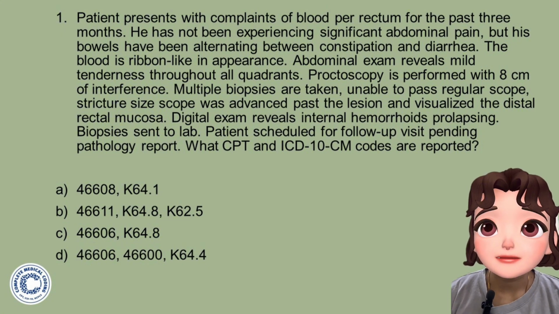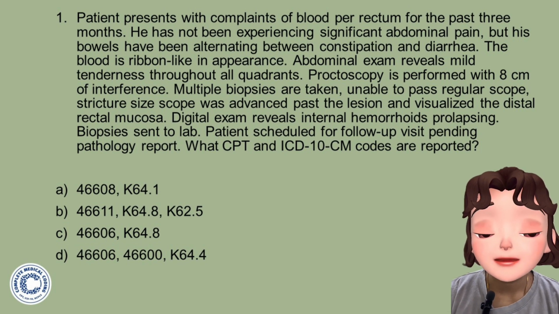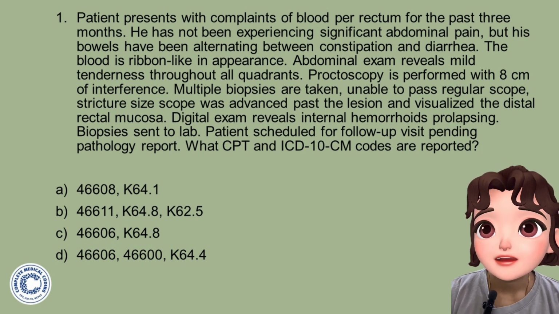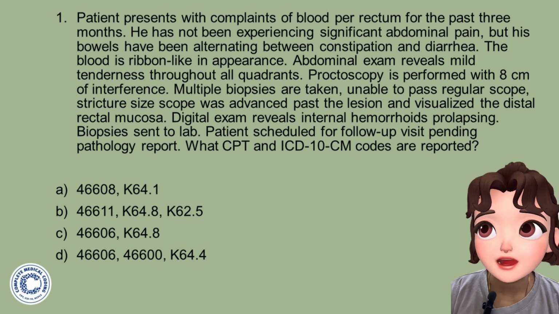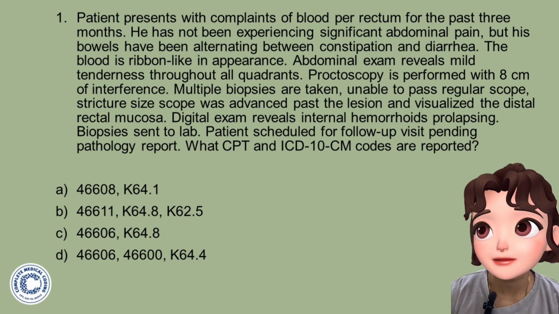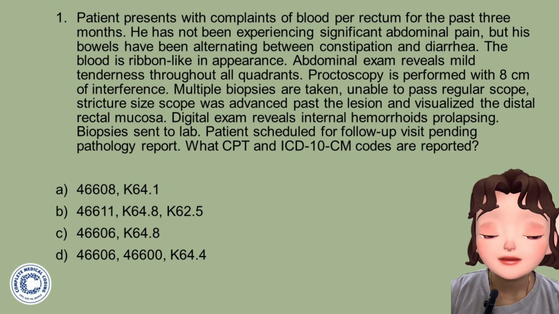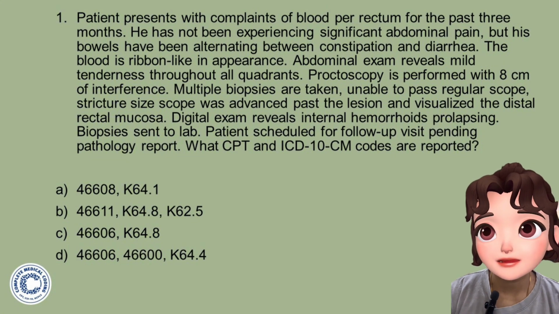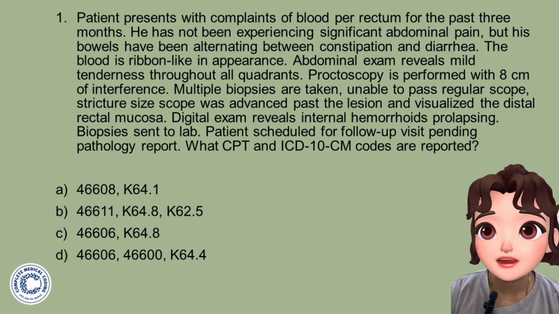So here initially they are explaining how the procedure is being done and what the complaints of the patient are. Patient is having blood per rectum, it means hemorrhoids, since 3 months, and he doesn't have any abdominal pain, but he's having constipation and diarrhea on and off, like it comes and goes. Sometimes constipation, sometimes diarrhea. Then an abdominal exam has been done, which reveals mild tenderness. Proctoscopy is also performed. Biopsies are taken. So biopsy is the procedure here.